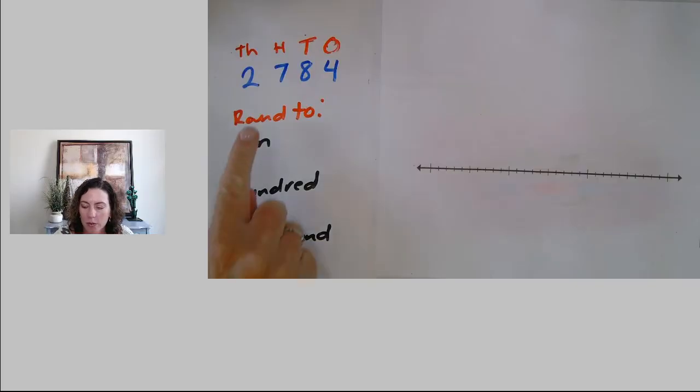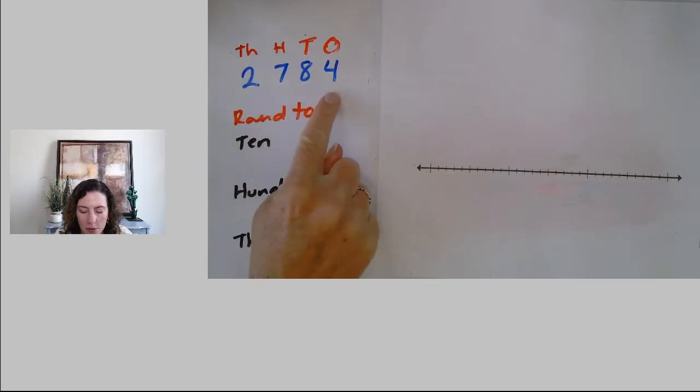Okay, so now that you're experts at rounding, and even if you're not an expert, we still have lots of practice. So what we're going to do is take a number and we're going to round it to the nearest 10, to the nearest 100, and to the nearest 1,000. Kind of like we were doing in the previous lesson, but now we have one more number we can round to. So let's write this number down, 2,784.